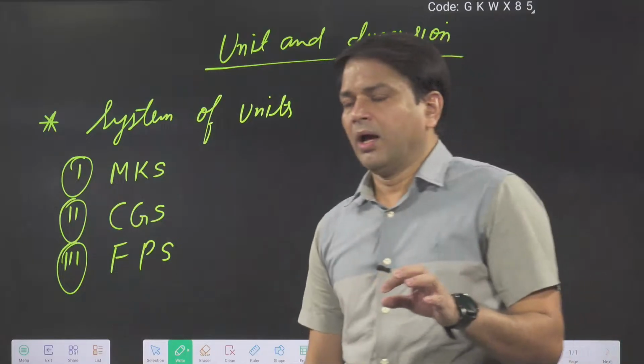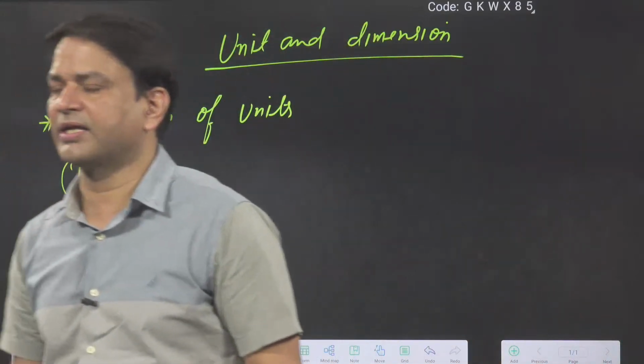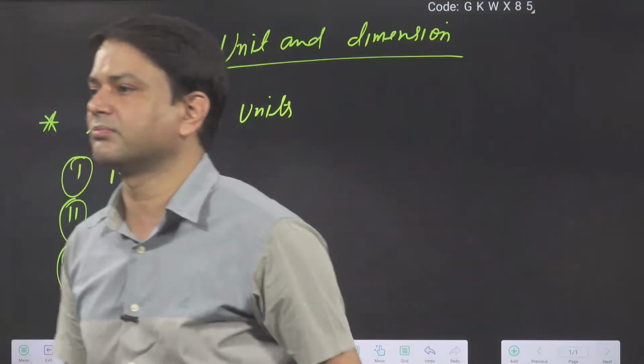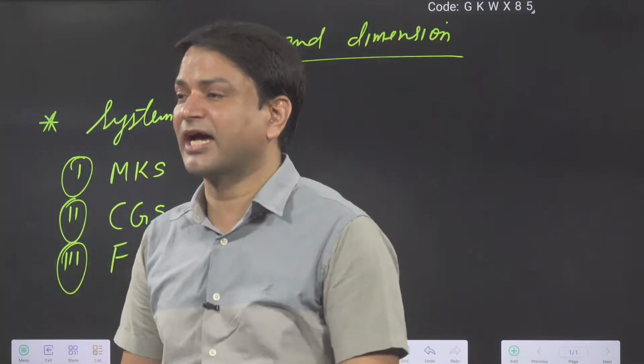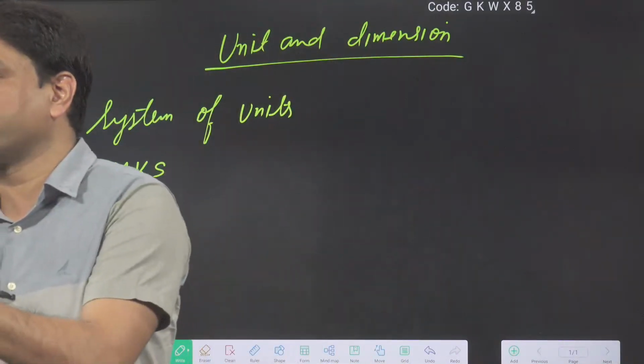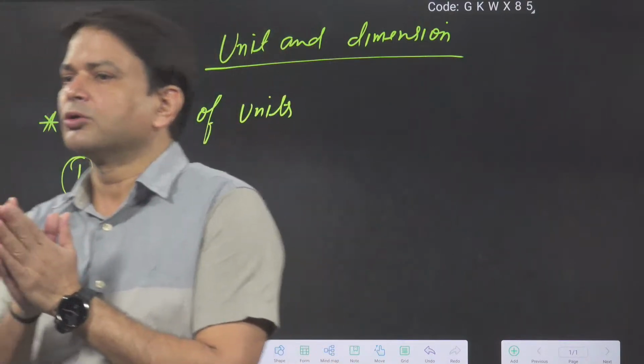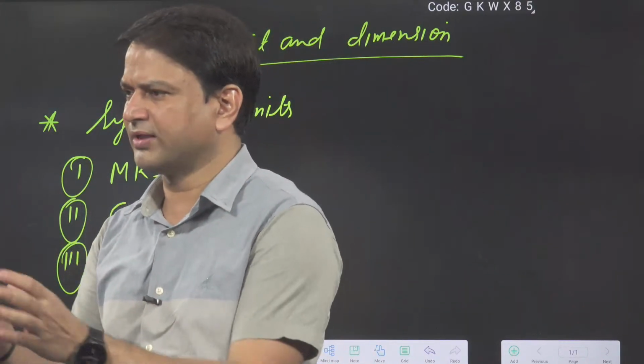Okay. And along with these three, there is another unit we use at the international level, that is the SI unit. What is the SI unit? International System of Units. So what have we decided? Suppose I have mass, and I write it in kg. Okay, that is simple.